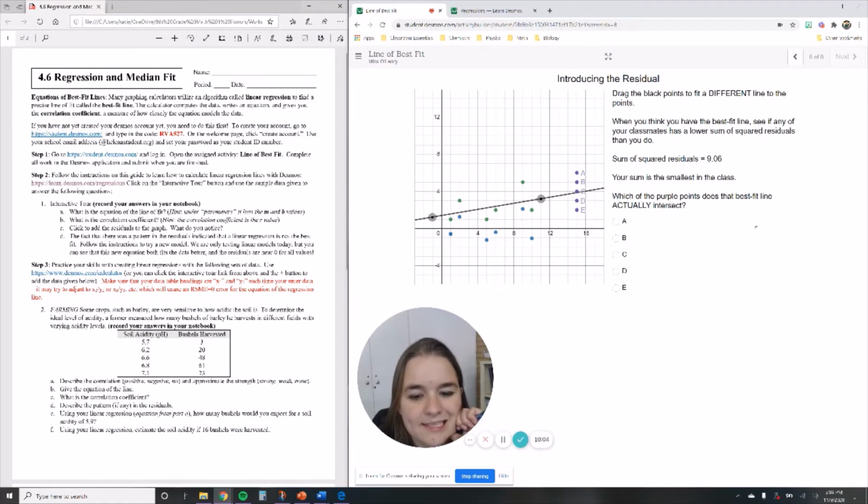And which of the purple dots does it intersect? Well, if I look at this now, I can tell that the line of best fit is really going to intersect C. When you're done, I think it saves everything for you. There's no button to hit for submit.